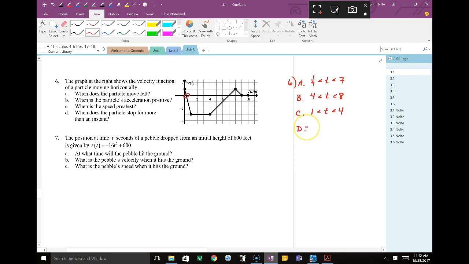And D, when does the particle stop, for more than an instant? So now let's think about velocity. How do we know when something is stopped in terms of velocity? When it's 0. Okay, so we are looking for where the velocity is 0 for more than an instant. Between 9 and 10, there you go. Good.